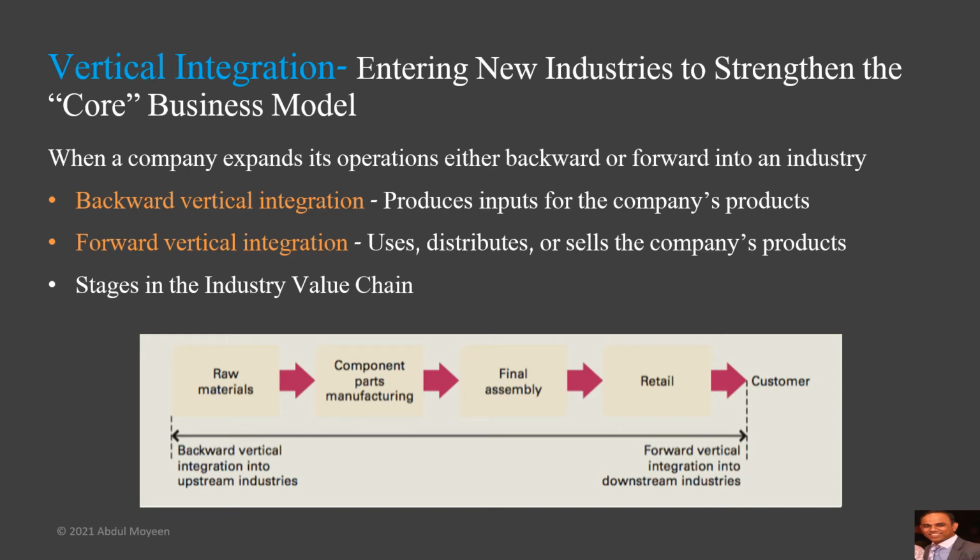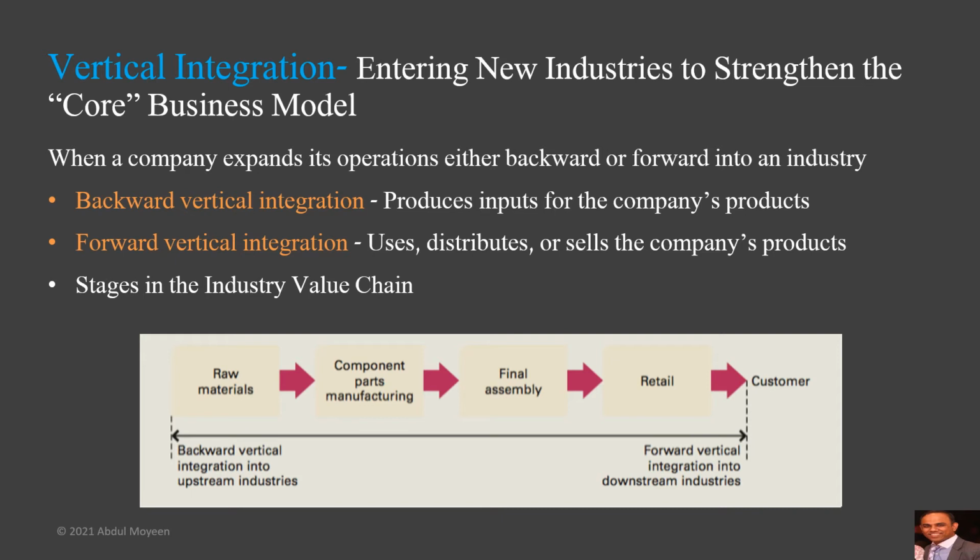For example, the raw materials producers and component parts manufacturers could be separate industries. Raw material producers could be in one industry, component parts manufacturing would be another industry, and final assembly would be another industry, and retail could be in another industry.